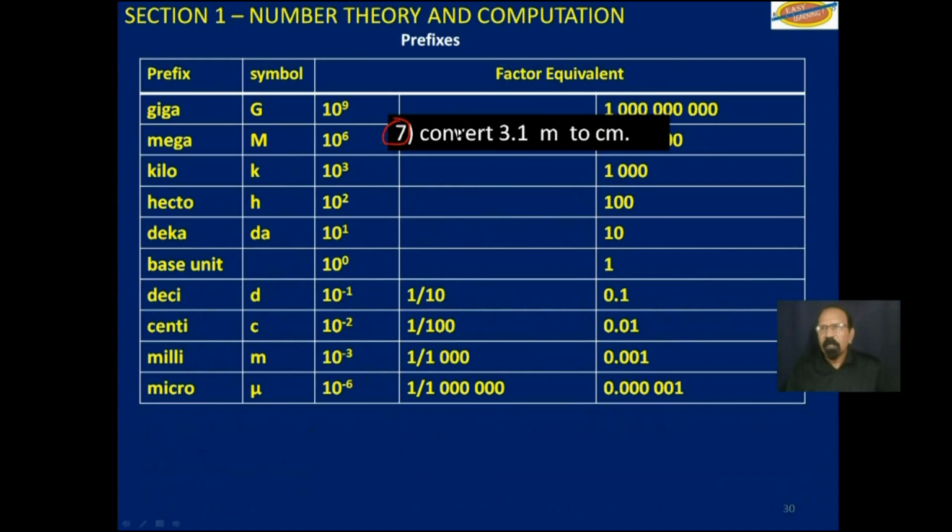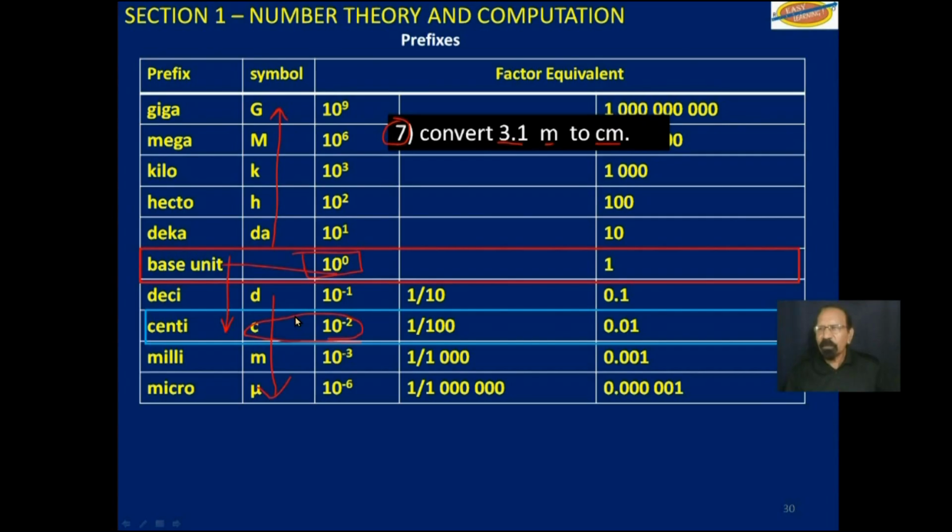Example 7, convert 3.1 meters to centimeters. Okay, let's see how that goes. Meters, we are here, that's a base unit. We are going from meter to centimeter. We are going from larger to smaller.